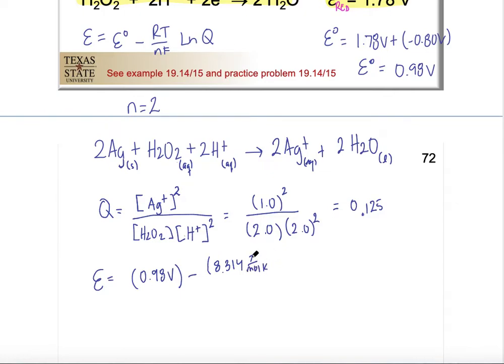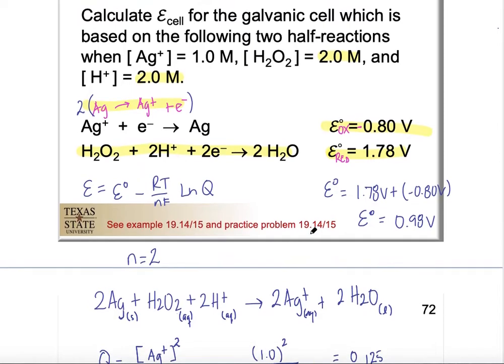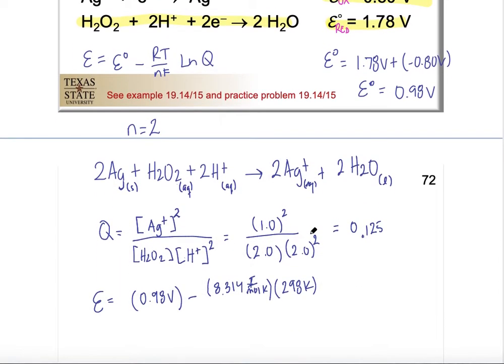And I apologize for my writing, but it's really not letting me. That's supposed to be a J. Times the temperature, which is 298 Kelvin. Notice that in this problem, we actually were not given a temperature. So whenever you are not given a temperature, it is okay for you to assume standard temperature, which is 298 Kelvin or 25 degrees Celsius.